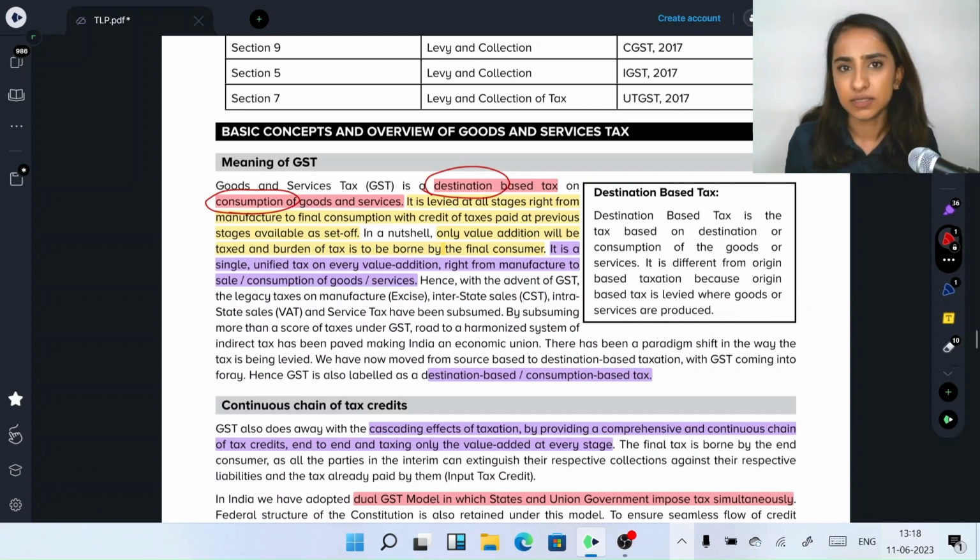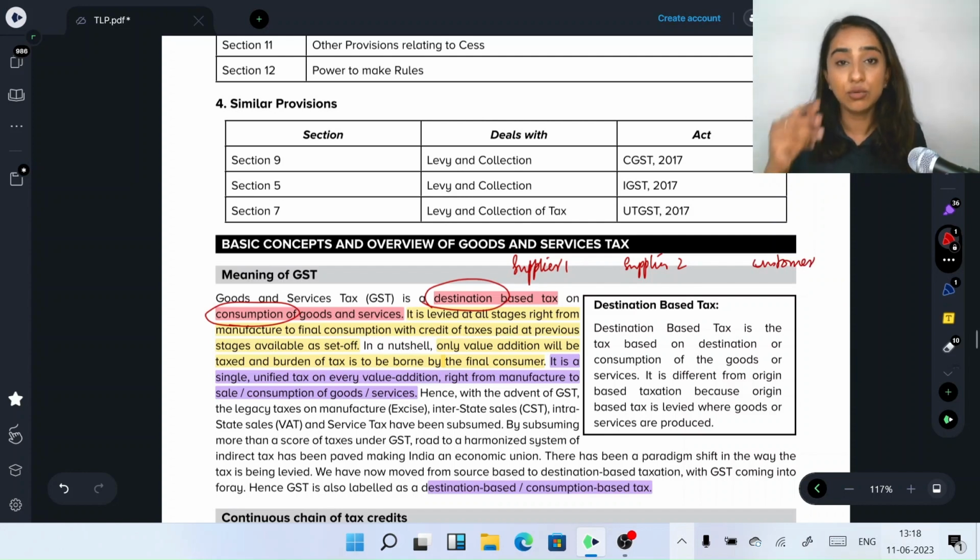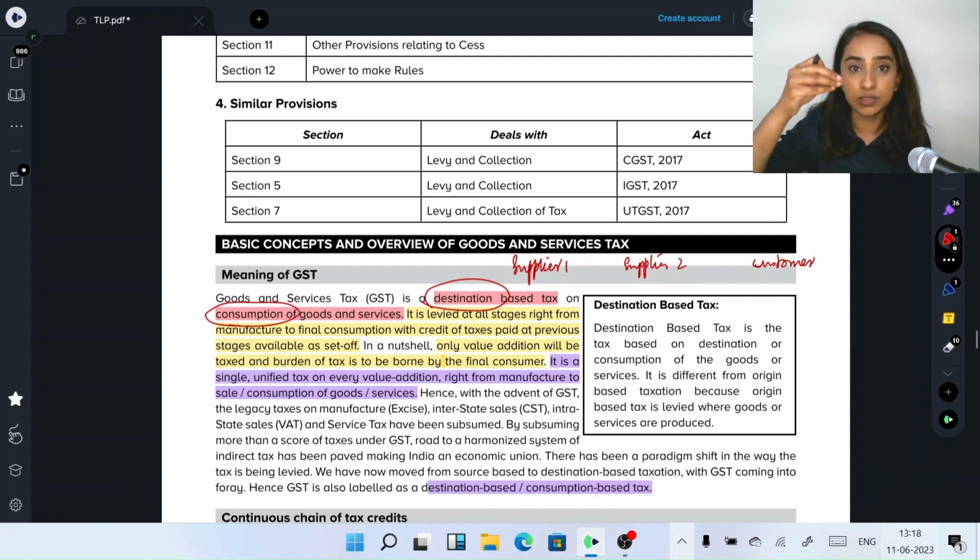Have you ever wondered who actually bears the burden of GST? I'll explain this. Let's say this is supplier 1 and this is supplier 2 and this is the customer. You know that in the value chain of goods, the goods will move from the manufacturer to the wholesaler to the retailer and then move to the customer, right? Who is the actual person who really bears the burden of GST?